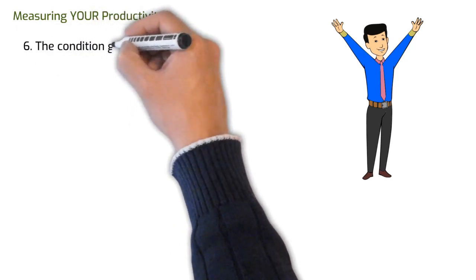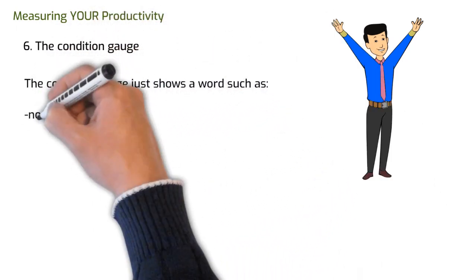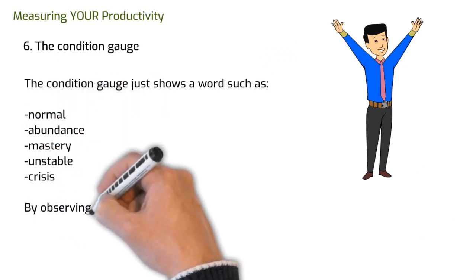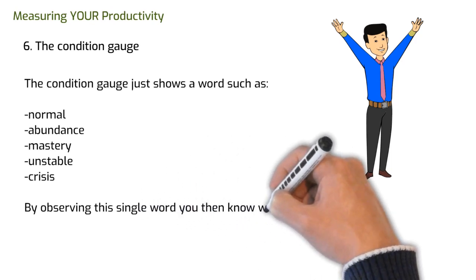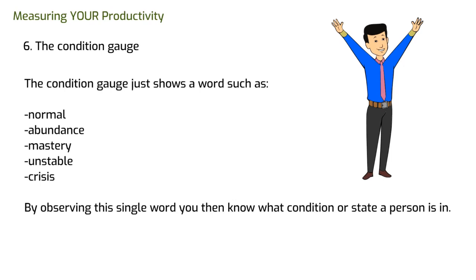The condition gauge. The condition gauge just shows a word such as normal, abundance, mastery, unstable, or crisis. By observing this single word, you then know what condition or state a person is in.